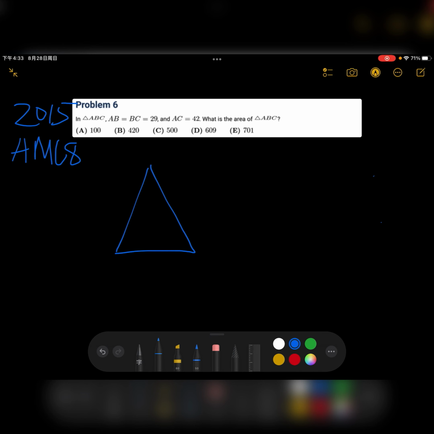And then we're trying to find the area, which is base, which is 42, times the height, which we don't know. But we can split the triangle down the middle to create the height, and in doing so, we split 42 into 21 and 21. Now we have a clear objective, which is using the Pythagorean theorem to find the height. We do that by 29 squared minus 21 squared, which is 841 minus 441, which is 400. Now taking the square root of 400 equals 20.